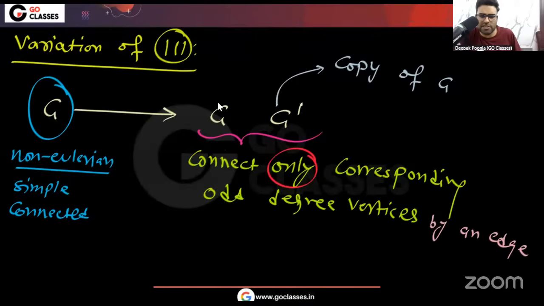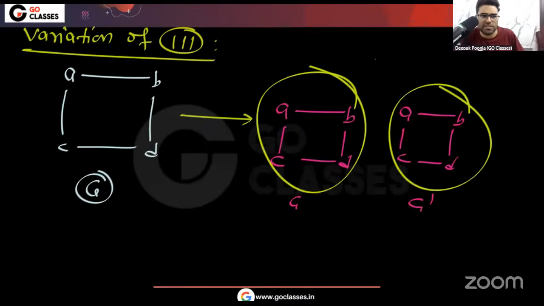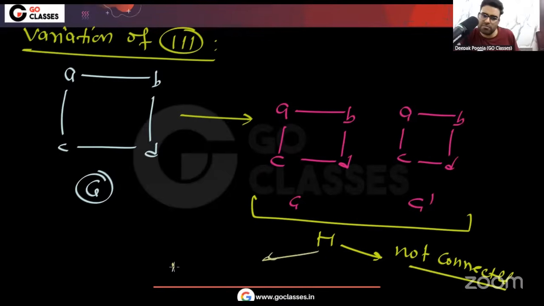you can notice I am saying that you make a copy of G and then you connect only the corresponding odd degree vertices. Here you can see that we don't have any odd degree vertices. So this new graph that you got is not connected. So this new graph that you got is non-Eulerian.